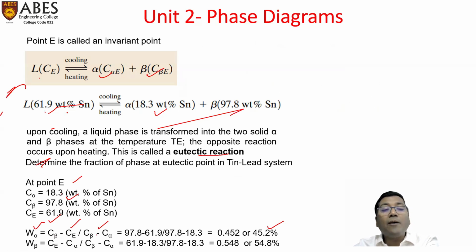Ce minus C alpha upon C beta minus C alpha, and that comes to 54.8%. So the combination of alpha and beta at point E is 45.2% alpha and 54.8% beta. This is how we can calculate from the phase diagram, and interpret the mass fraction of both the phases present and how the phases are changing as per the composition and temperature variation.